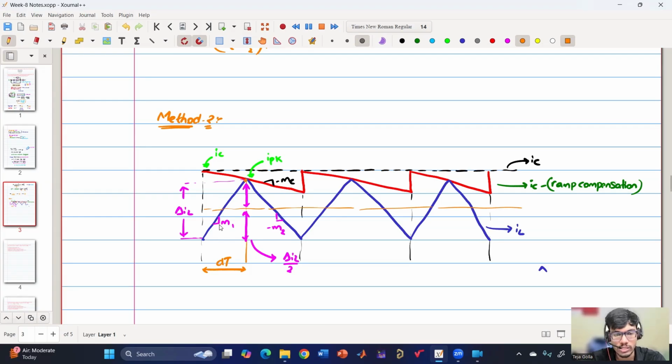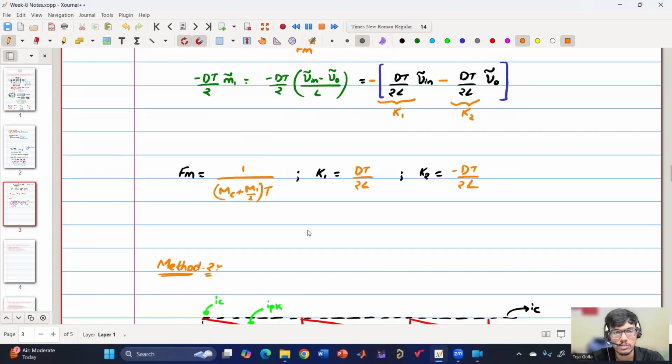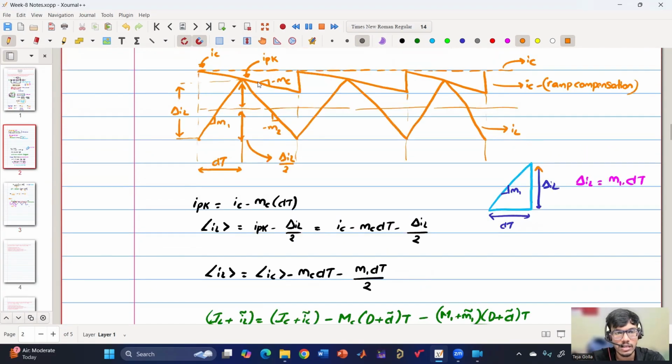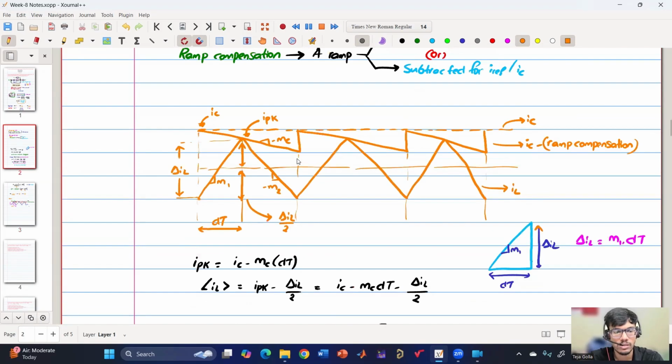Why we are doing this is because now we will further consider that we want it in terms of M1 as well as M2. Because previously in a single cycle, we have considered, okay.